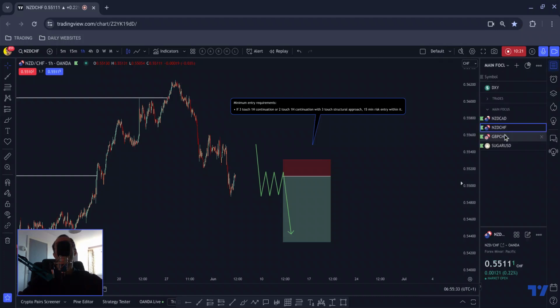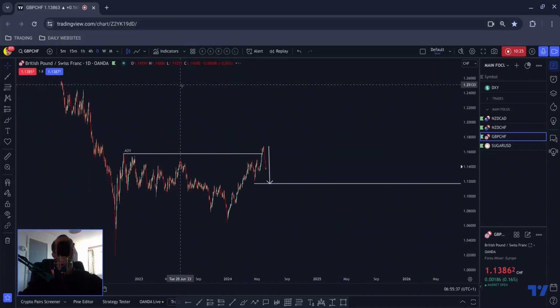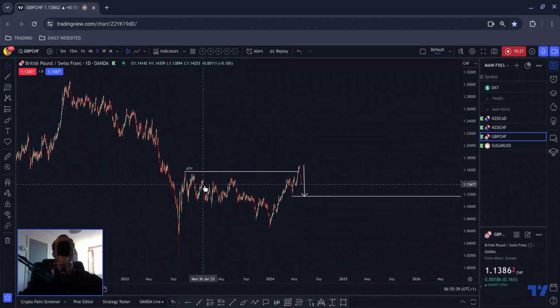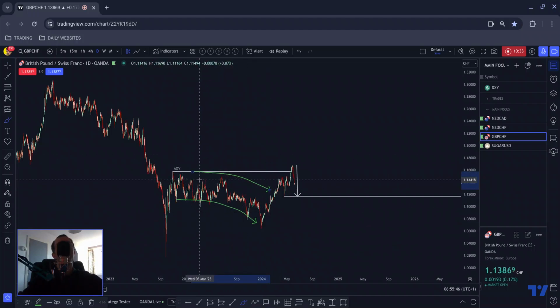Okay, so pound Swiss. This is another lovely setup. Okay, so we have all of this consolidation here, and this is the origin of this move. That's where it all started. So it's no surprise to me.